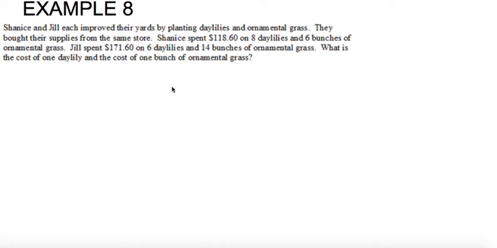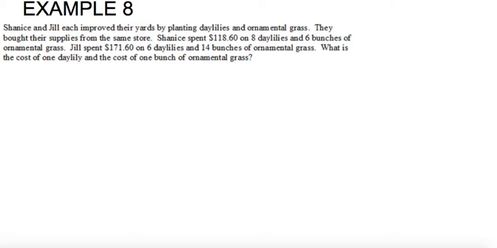Example 8, solve a system using any of the methods, but now it's in a word problem form. Shanice and Jill each improved their yard by planting daylilies and an ornamental grass. They bought their supplies from the same store. Shanice spent $118.60 on 8 daylilies and 6 bunches of ornamental grass. Jill spent $171.60 on 6 lilies and 14 bunches of ornamental grass. What is the cost of 1 daylily and the cost of 1 bunch of ornamental grass?